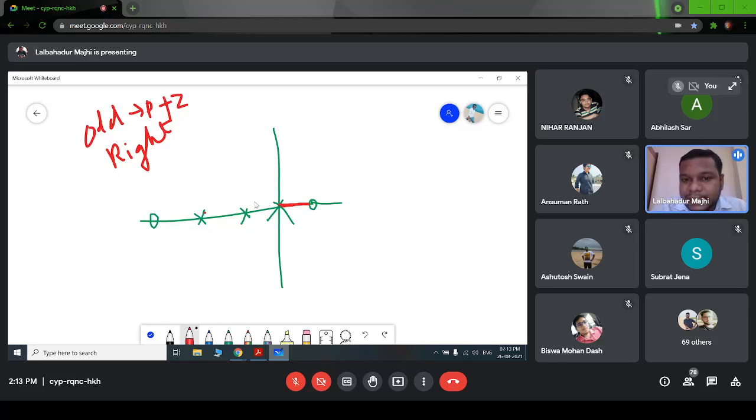Similarly, this path will be on the root locus or not? Anyone? From this 0 to -1, will this path be on our root locus or not?